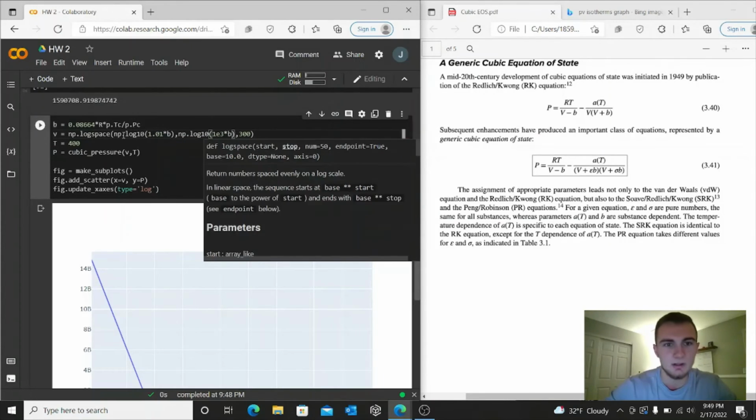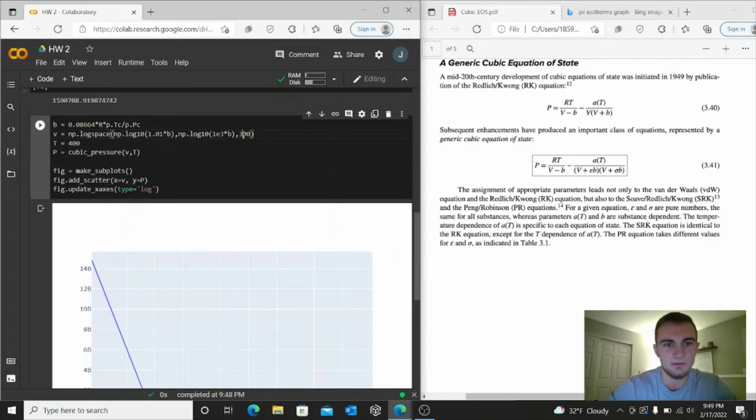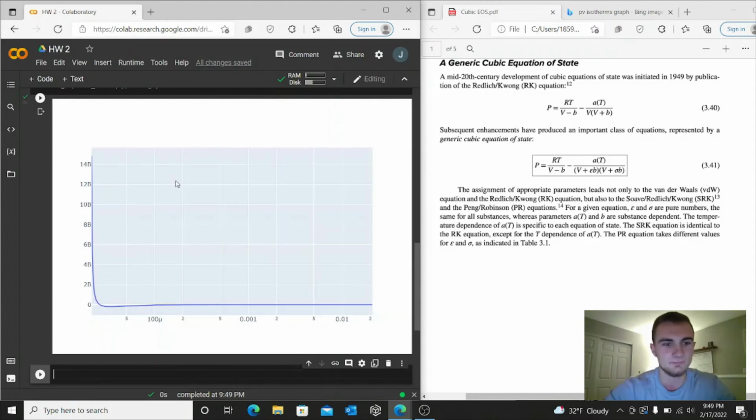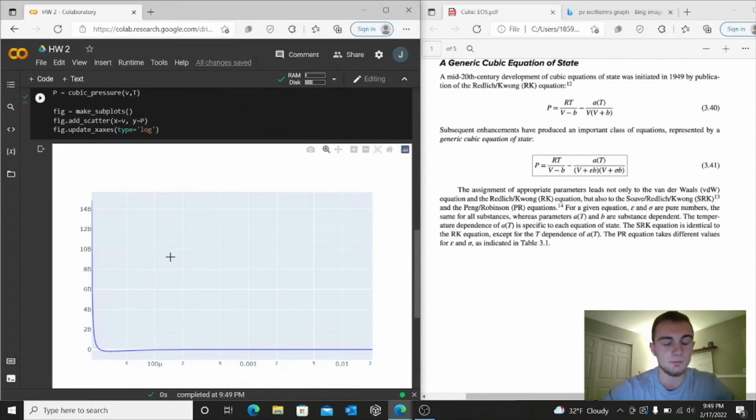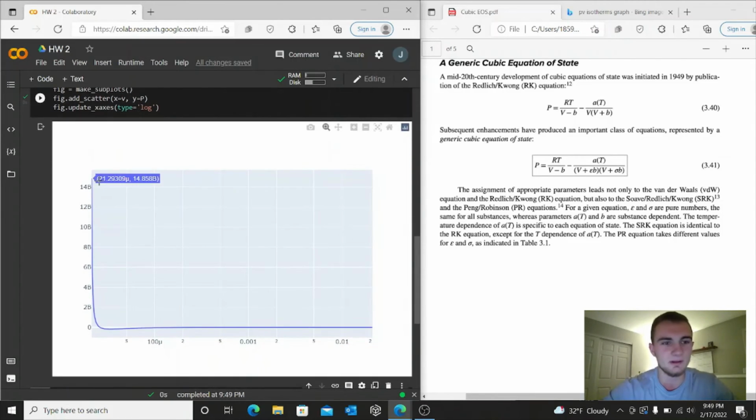Okay, and I'll go ahead and change this so that we have more points. So I'll change that to 500 points. Okay, so let's see what that does here. Okay, so we're looking better there. We're looking more like an isothermic curve. However, what we can see here is that our y-axis is really big.